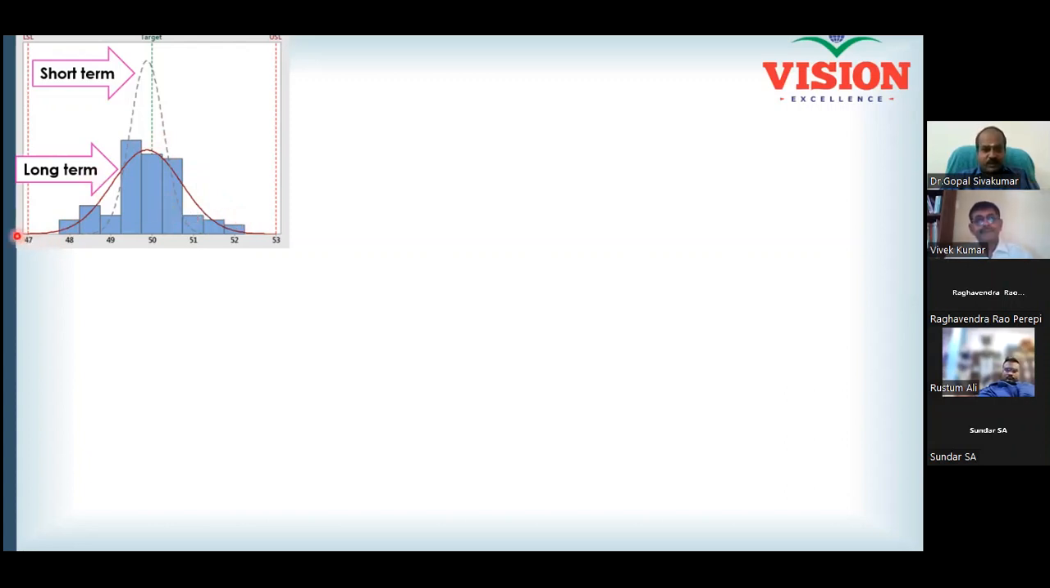Now in the long term, when you again calculate the capability of the process, that will be called the Ppk. And if you want to get an estimate of the Ppk, or an estimate of the long-term performance, you can use the data collected in the short term in a particular way so that you can get an estimate of your long-term performance.